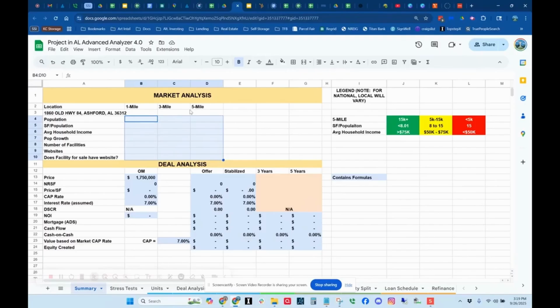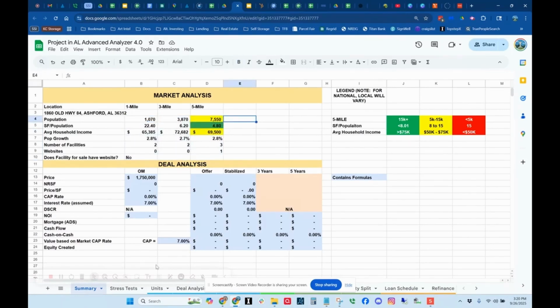Population at the 1, 3, and 5 mile, square foot per population, and you can just go down here. Down here at the bottom, it'll have how many websites, and then does the facility we're potentially buying have a website. And that's all you need to enter in on this page.